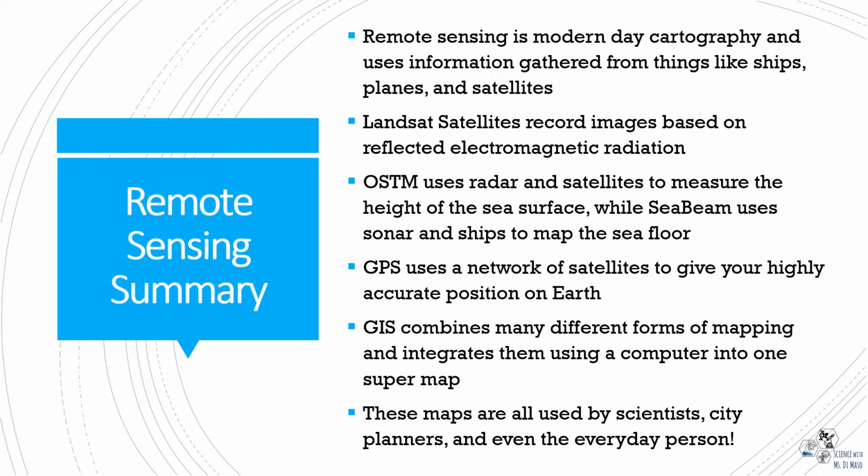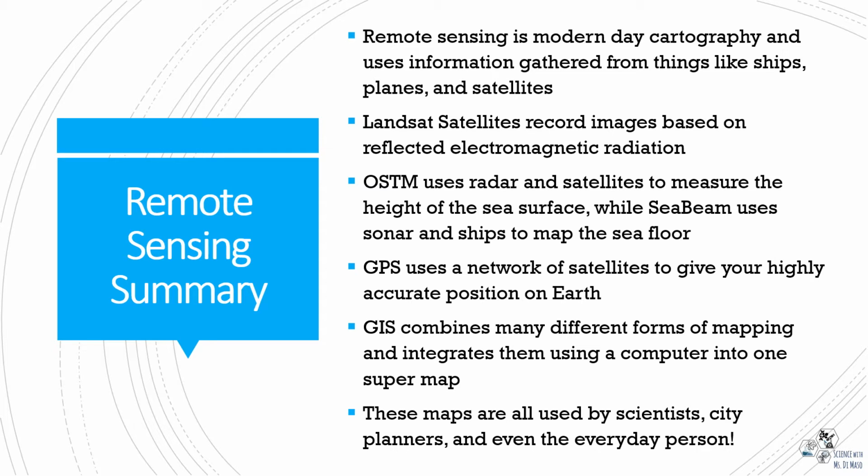All right, that was a pretty short one. So for remote sensing, let's go over what we just talked about. It's modern day cartography, modern day map making, and we use it to gather information. These are special sensors that are on ships and planes and satellites, and they're going to take information and send it back to us. So the first type that we talked about was a Landsat satellite, and they record images using electromagnetic radiation like light.